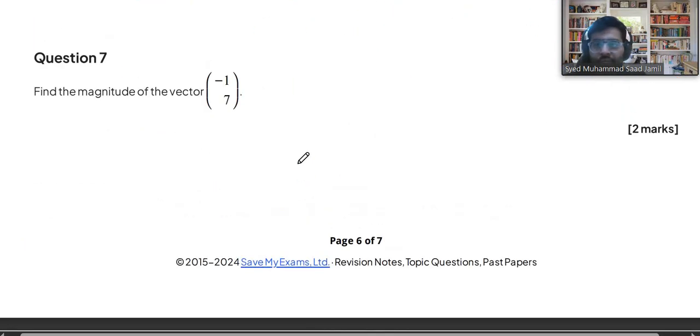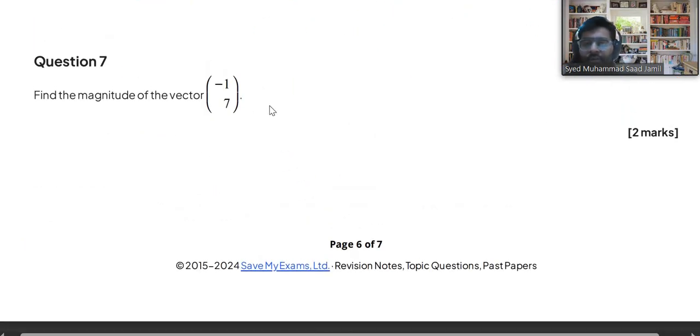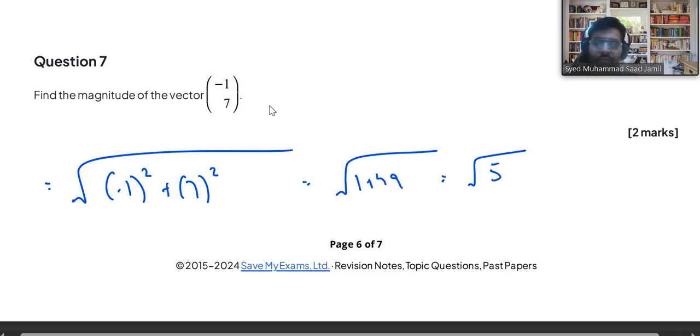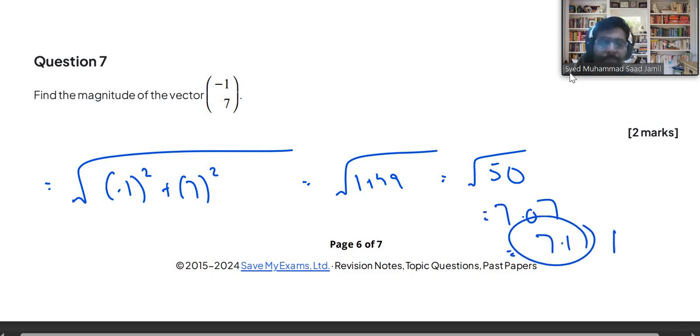Moving on to our next question, it says find the magnitude of the vector. So again, magnitude, negative 1 square plus 7 square. So it's 1 plus 49. It is under root 50, which is equivalent to 7.07. So your answer is 7.1. Alright, and this is your answer.